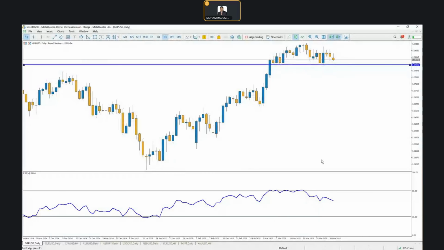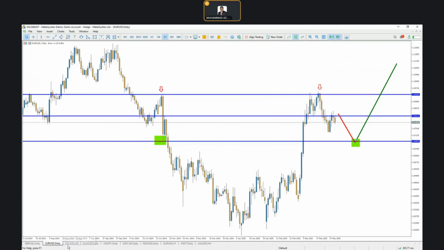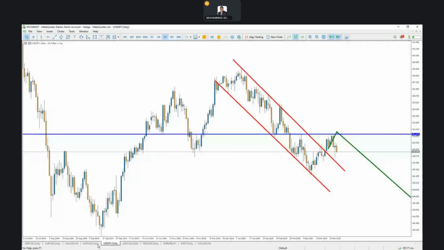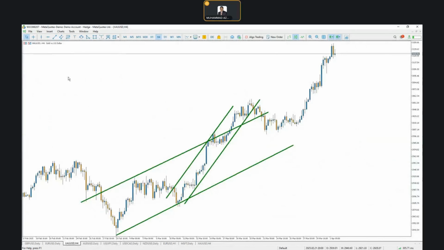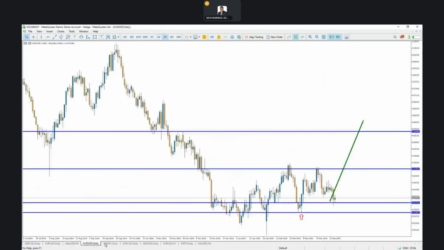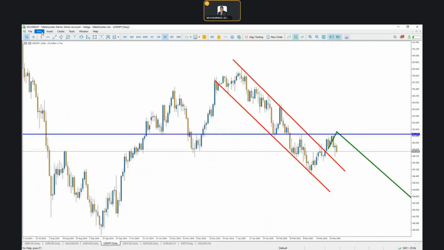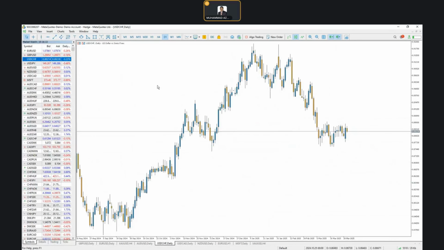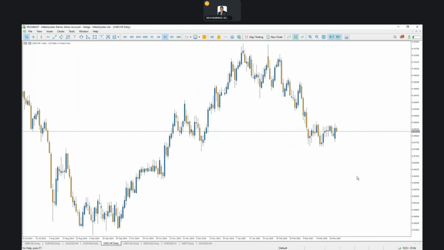Let me show you the chart of the USD CHF currency pair. Let's take a look at this chart over here. USD CHF. Okay. So right now you can see the USD CHF is showing kind of a downtrend. That's what we are getting right now.